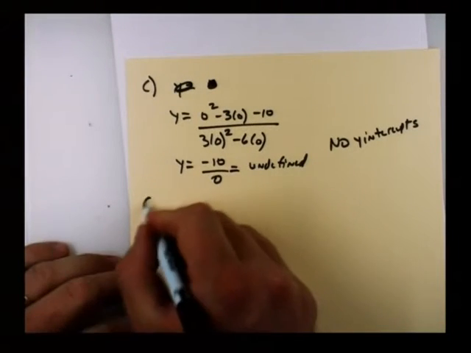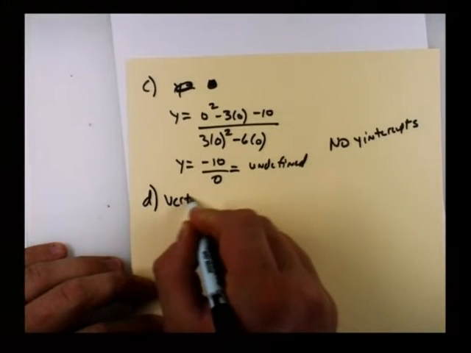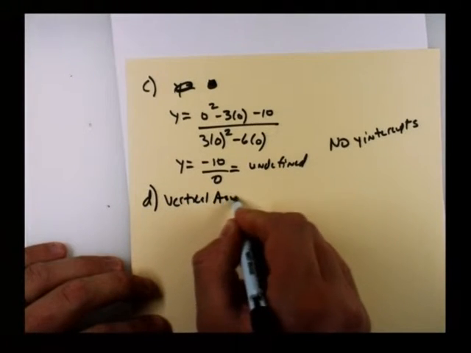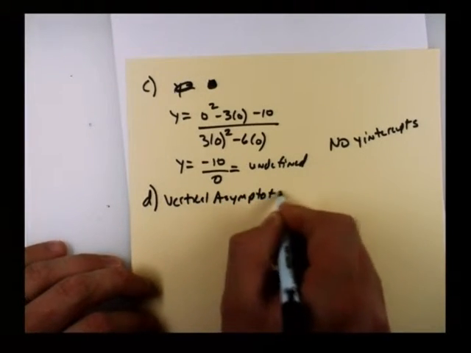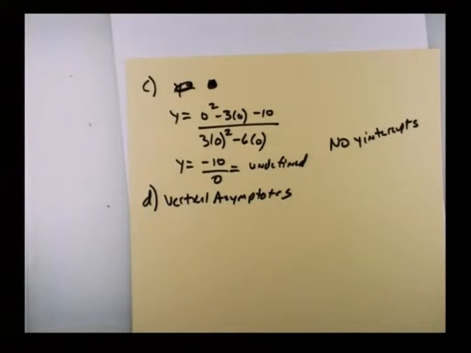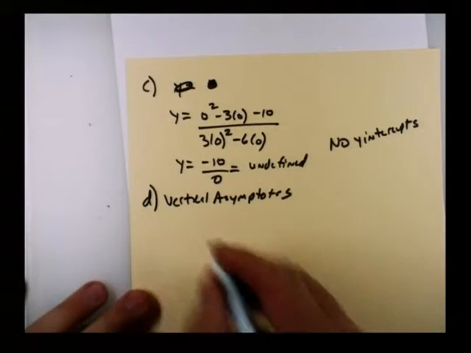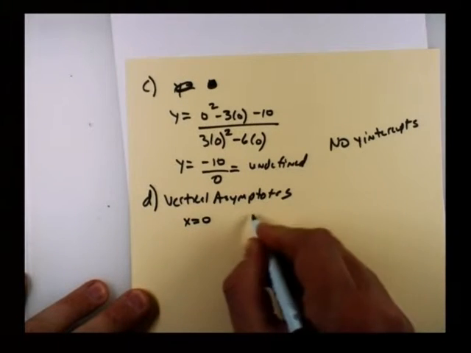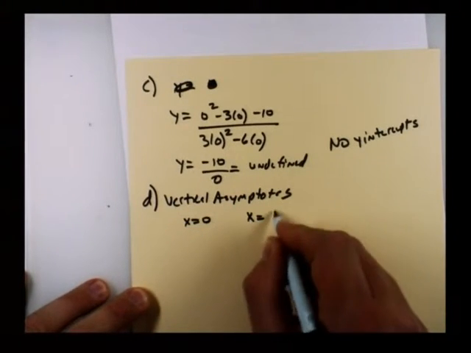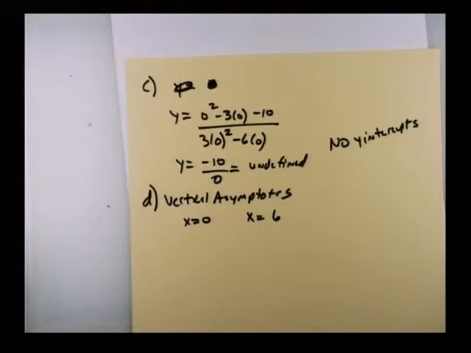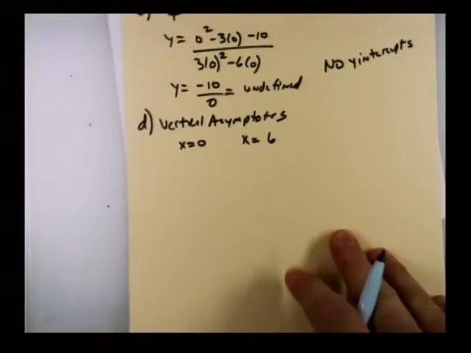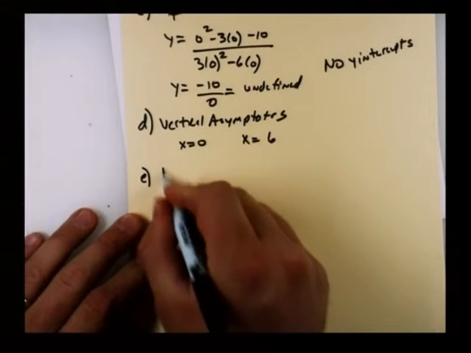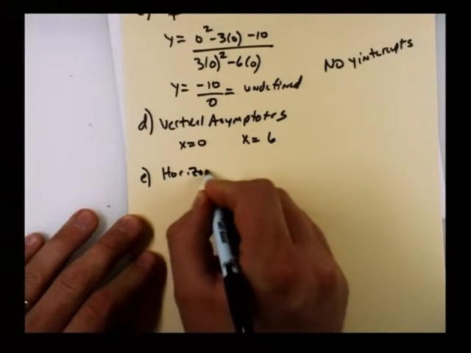Okay, part D. We've already done the work for this, the vertical asymptotes. What number can we plug in and not get an answer out? Those were at x equals 0 and x equals positive 6. Last part, the horizontal asymptotes, as we just talked about.